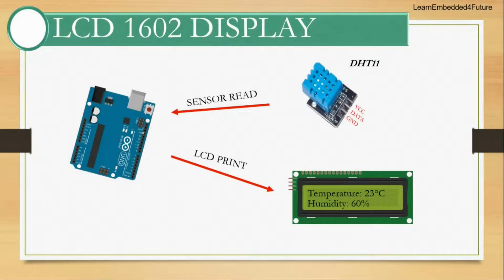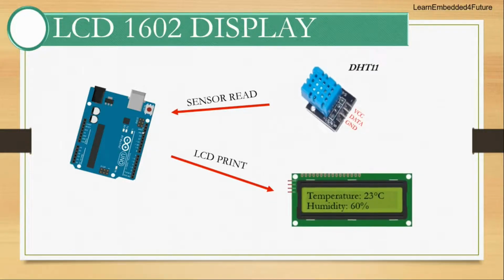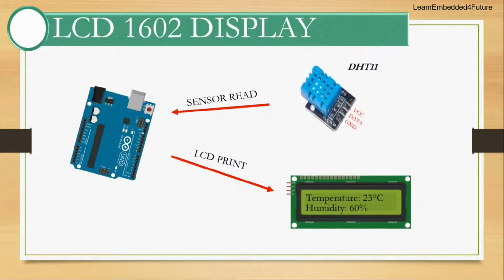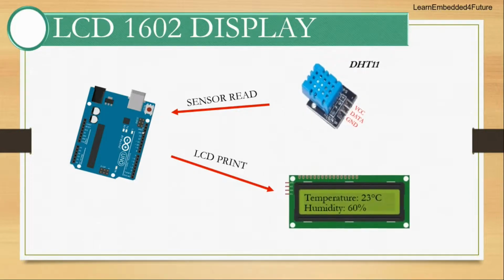In this video we are going to learn how to display sensor data on a liquid crystal display. Arduino will read this data and display it on the LCD. As you can see on the display, for this video we need an Arduino, a sensor, an LCD and a few jumper cables. I'm not going into details of reading sensor values from the DHT11 sensor.